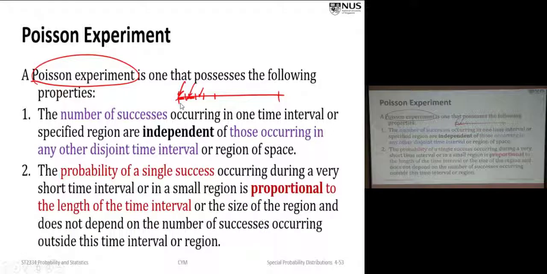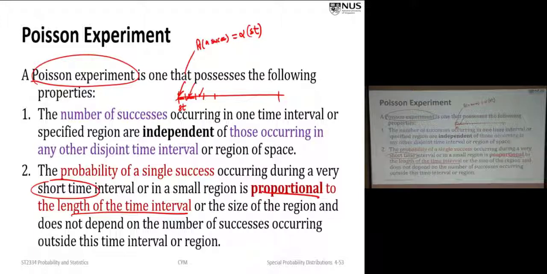Second, the probability of a single success occurring for a very short interval is proportional to the length of the interval. In other words, the probability of an occurrence or a success over this interval is proportional to the length, let me call it delta t. So it's proportional to the length of this interval, provided it is very small, a small interval.